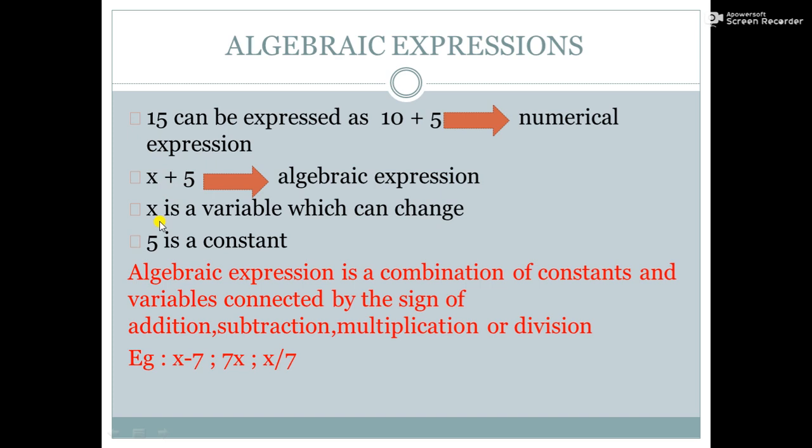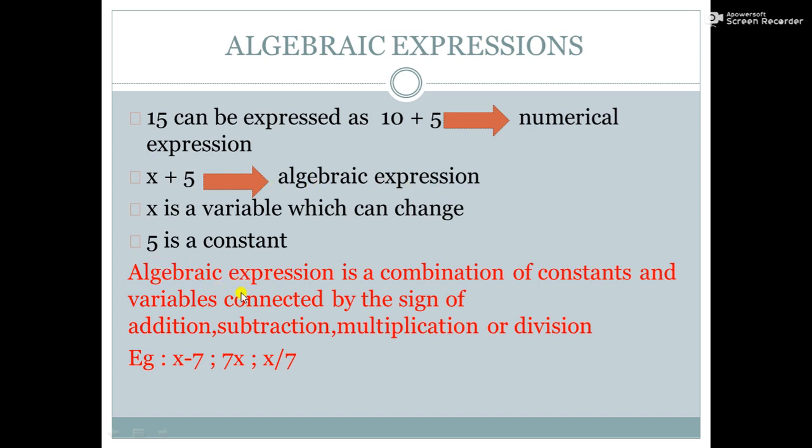Here x is considered a variable, which can change. That means x can be any number like 1, 2, 3, and it can be 1000 also. And it can be any small letter from the English alphabet. A variable can be any small letter from the English alphabet. So, expressions like this are called algebraic expressions.